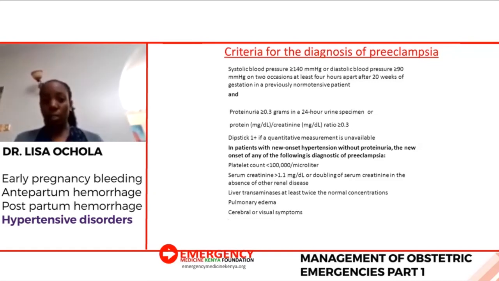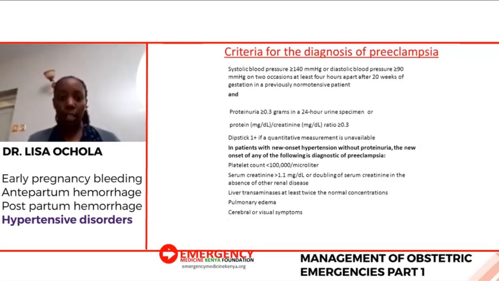And then proteinuria. If you don't have the quantitative measurements that are shown here, for example proteinuria in a 24-hour urine specimen of more than 0.3 grams, or urine albumin creatinine ratio of more than 25, a dipstick is still fine, but still on two occasions of proteinuria plus one.